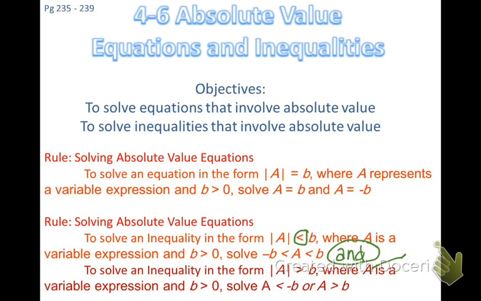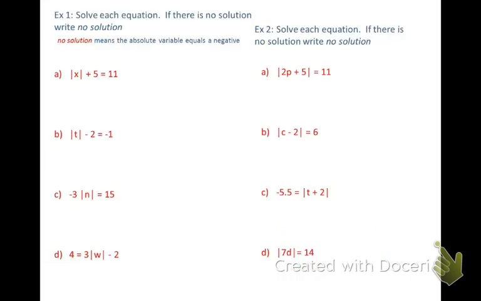But when you have a greater, an absolute value of A is greater than B, you're going to have an or. So I'm going to show you what that means.